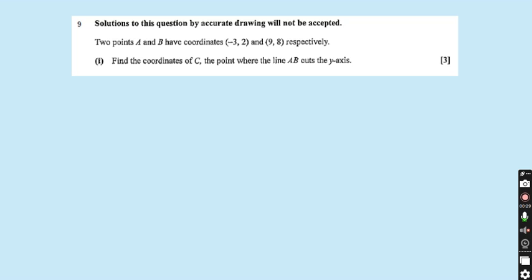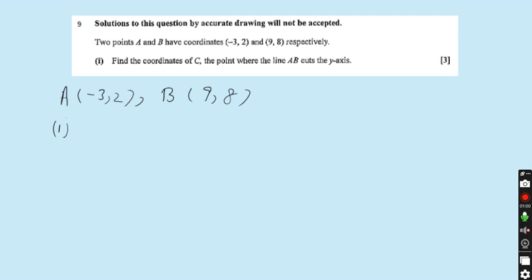Two points A and B have coordinates -3, 2 and 9, 8 respectively. Find the coordinate of C, the point where the line AB cuts the y-axis. So first we have to write the coordinates of A, which is given in the question, -3, 2, and the coordinate of B, which is given, 9, 8. Part number 1 says find the coordinate of C, the point where the line AB cuts the y-axis.